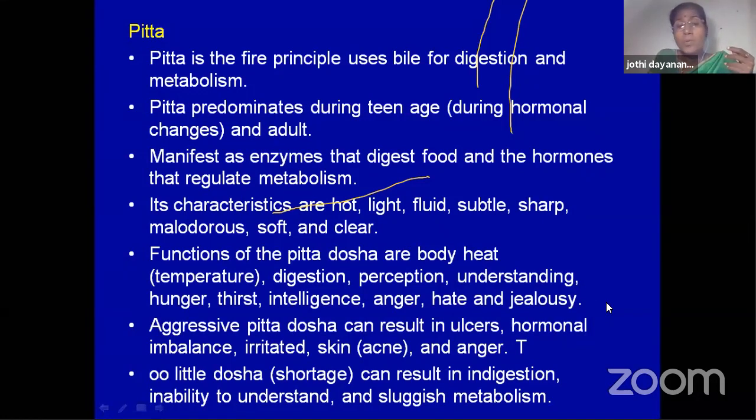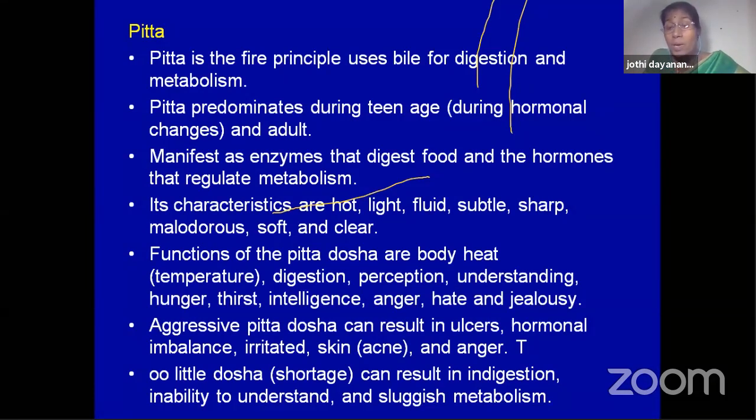And the functions of Pitta dosha are body heat, the temperature, right? It goes with that, and then digestion, perception, understanding, hunger, thirst, intelligence, anger, hate, jealousy, all that comes with the Pitta. So when Pitta is too much, all these kinds of things come. When Pitta is too less, a shortage can result in indigestion.